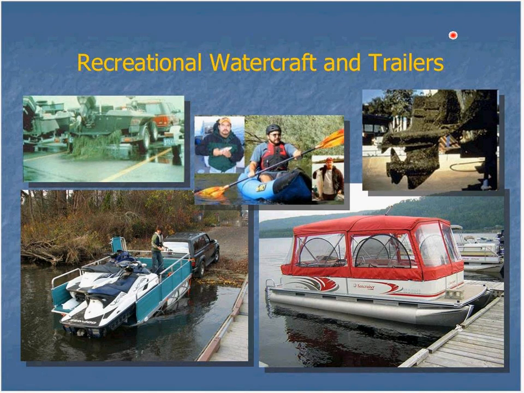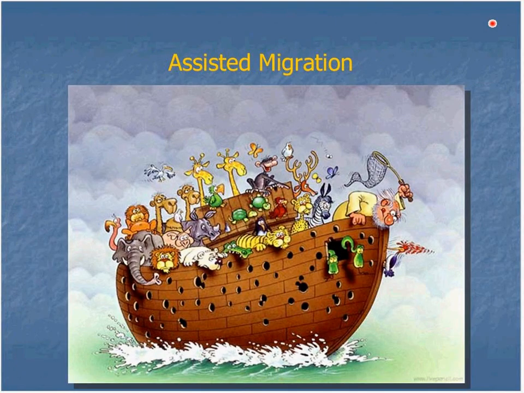Watercraft and trailers. Some of you know this is how quagga and zebra mussels have been spread throughout the West and the Midwest and the East Coast. Big pathways for their movement. And also something that's new, and that's assisted migration.